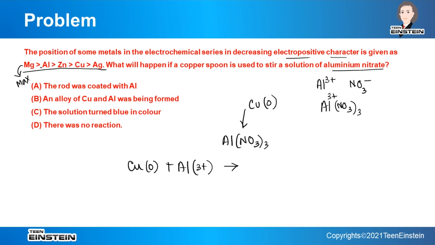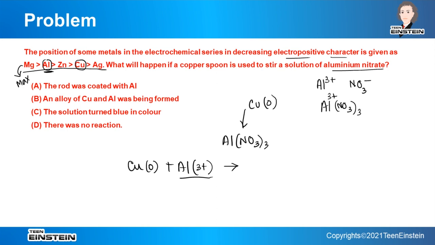Now if you look at this decreasing order, then aluminium is more electropositive than copper, right? It is greater than copper. That means aluminium has higher tendency to give electrons to another system and copper has tendency to accept electrons. But here that is not possible because aluminium is already in 3 plus oxidation state. So here we cannot expect any reaction.